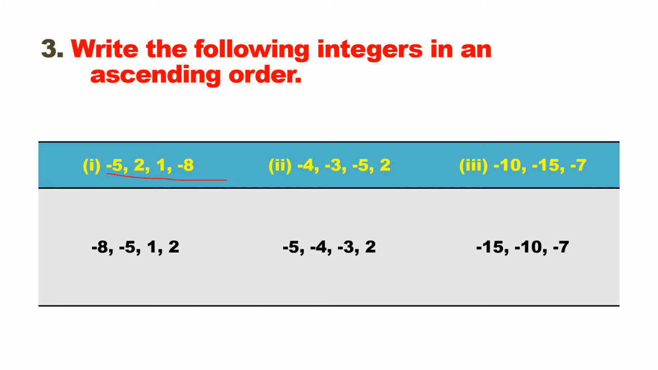Arrange them. First, the smallest number is minus 8. Next minus 5. Next 1, 2. Simple. For negative numbers, the big one is small. For positive numbers, the small number is small. Here the big number is what? Minus 5. So it will be the smallest one. Next minus 4. Next minus 3. Next 2. Always positive numbers are bigger than negative numbers. Here this is the smallest one, next this one and this one. Clear?